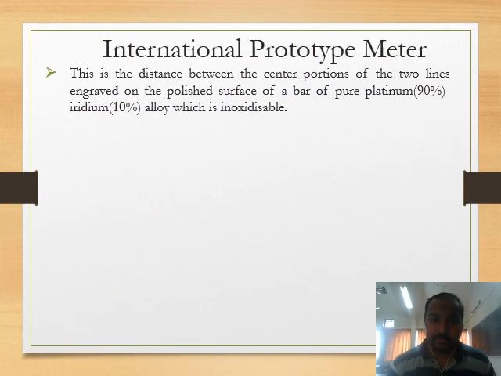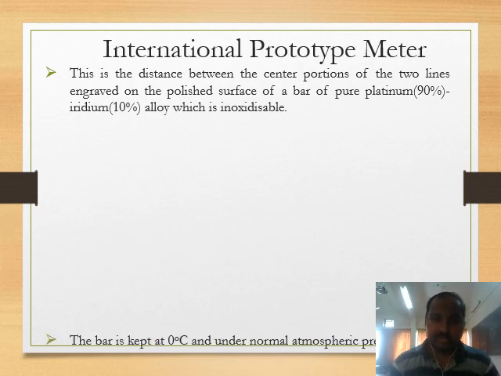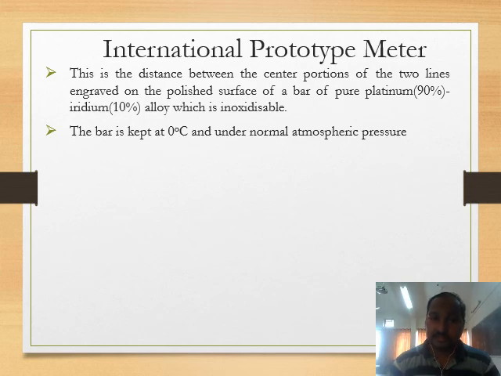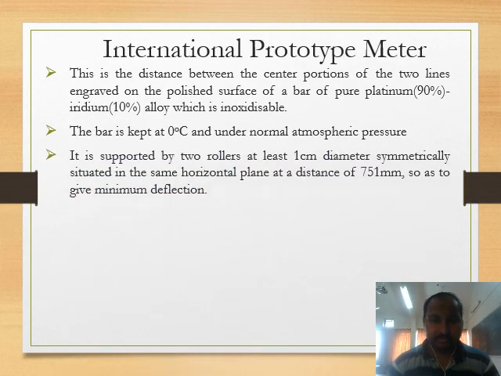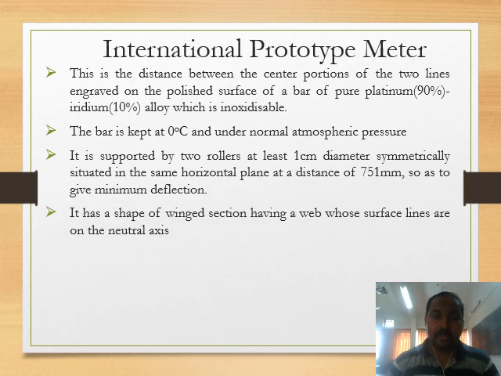Similarly, coming to the prototype meter, this is the distance between the center portions of the two lines. It is made up of a pure platinum-iridium alloy, which is inoxidizable. The bar is kept at 0 degrees Celsius under normal atmospheric pressure. It is supported with the help of two rollers of at least 1 centimeter diameter, symmetrically situated in the same horizontal plane at a distance of 0.577 L, so as to give minimum deflection. Again, this is calculated based on the Airy point.